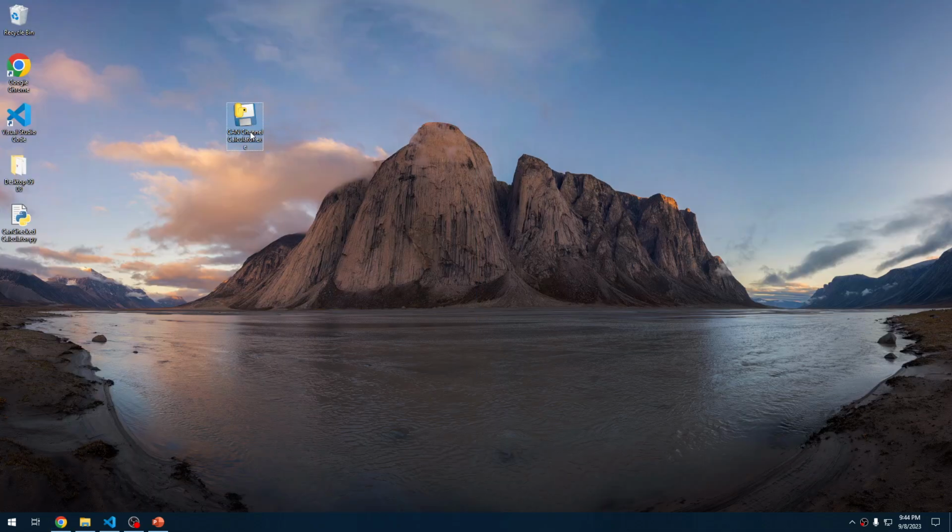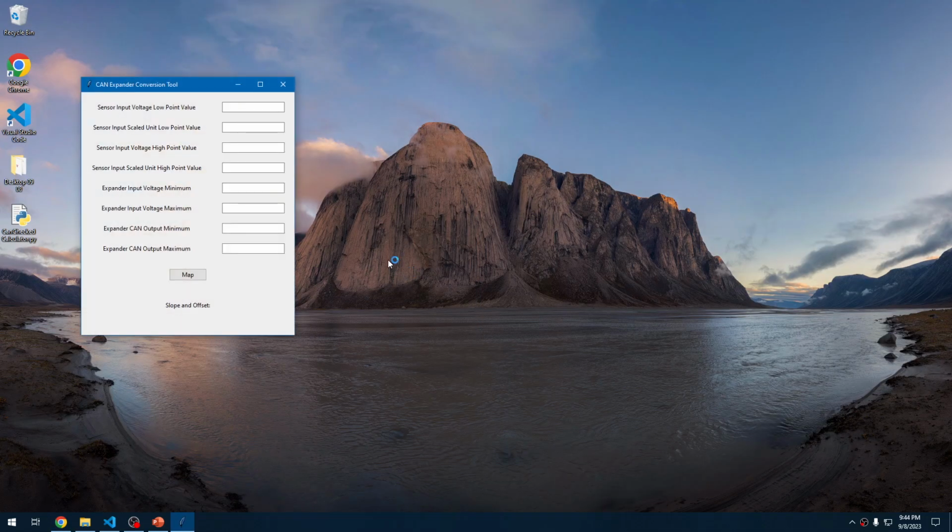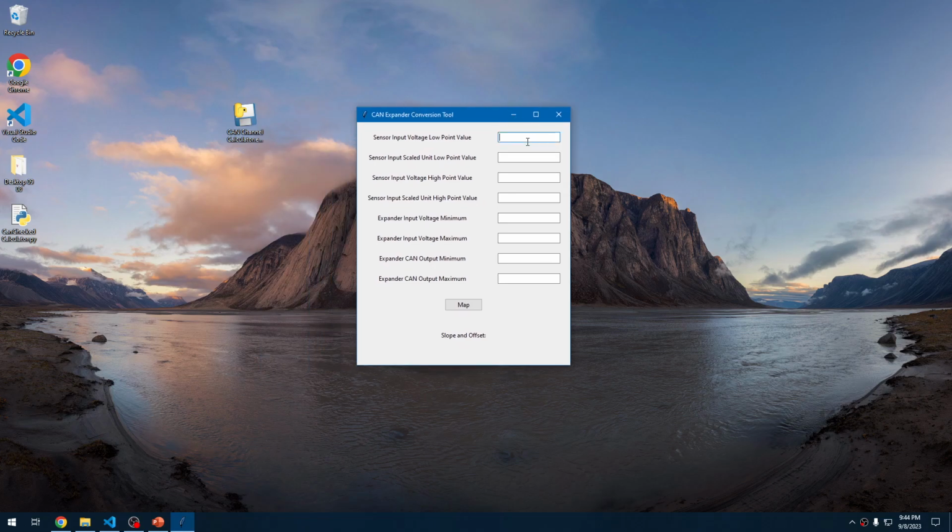I wrote a program to do this. It makes things a little bit easier for most people. So we're going to take our sensor input voltage low point value, so 0.5 volts equals 0 PSI. We're going to take the high point voltage, 4.5 volts is 100 PSI. Our expander input voltage minimum, it's basically what's the voltage scaling it has. It's 0 to 5 volts, right? And the CAN output minimum value goes 0 to 1023. All right, I'm going to hit map and we're done.